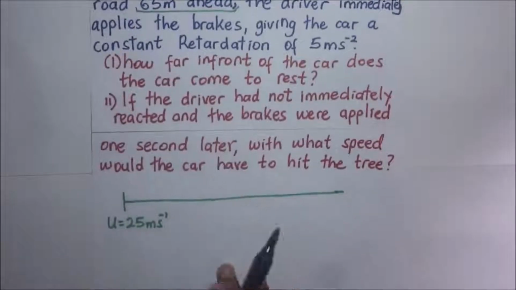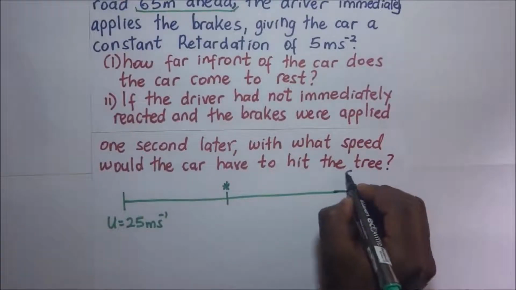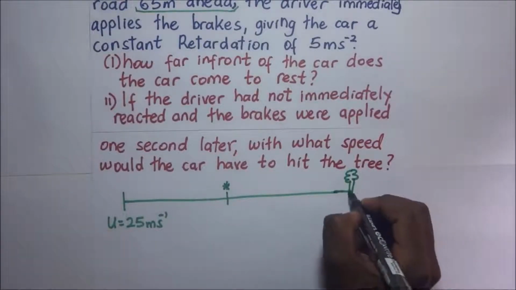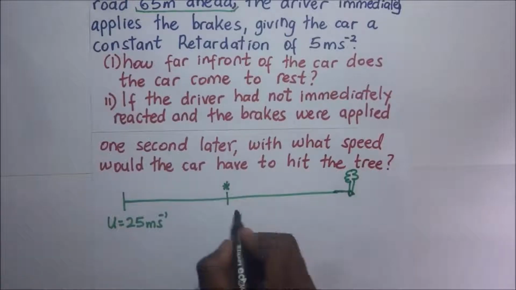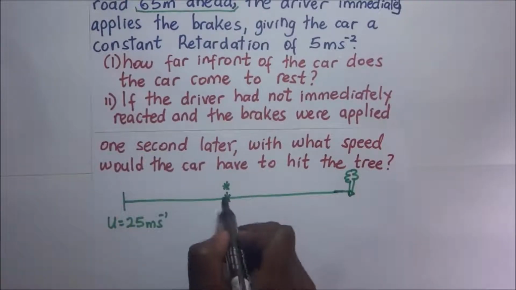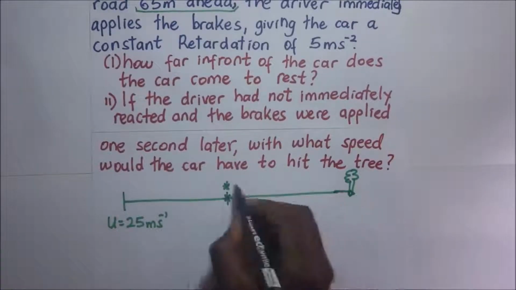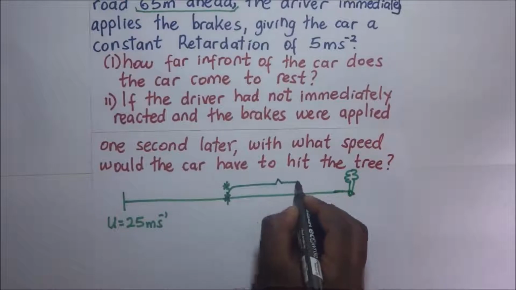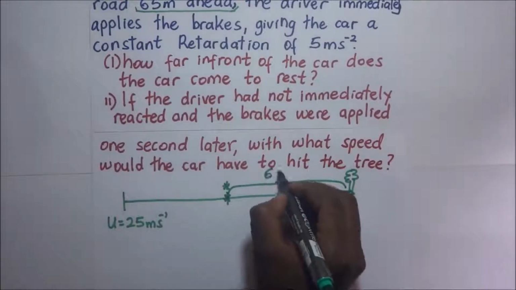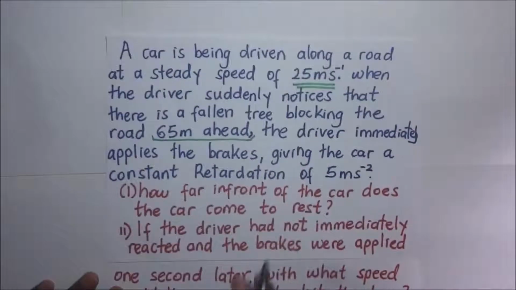So it means, let's assume, according to our diagram, at this point, this is when the driver notices that there is a certain tree here ahead of the road. So when he notices that there is a tree, he immediately applies the brakes from this point. So when he applies the brakes from this point, it means that the distance remaining from this point to there, this distance remaining is actually 65 meters before he reaches the tree. That's according to the question.